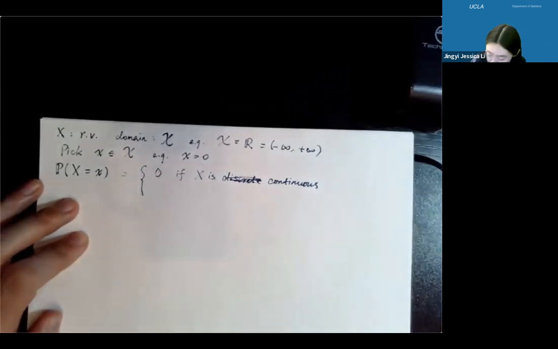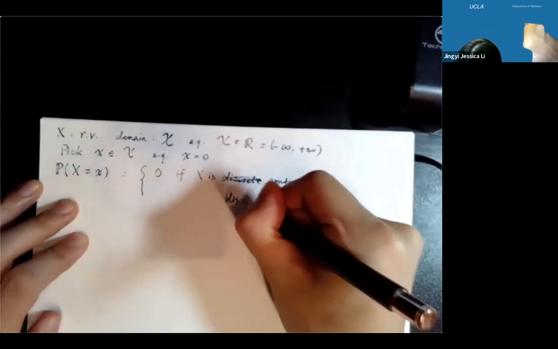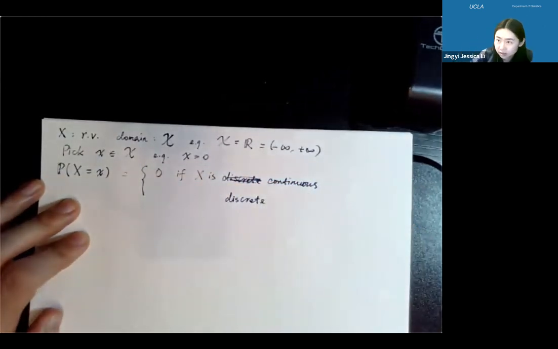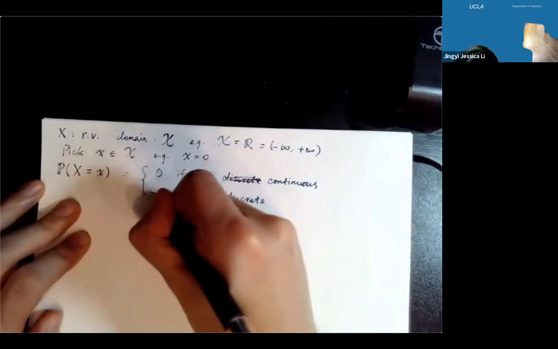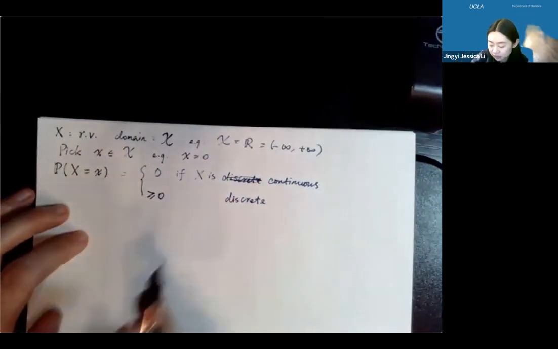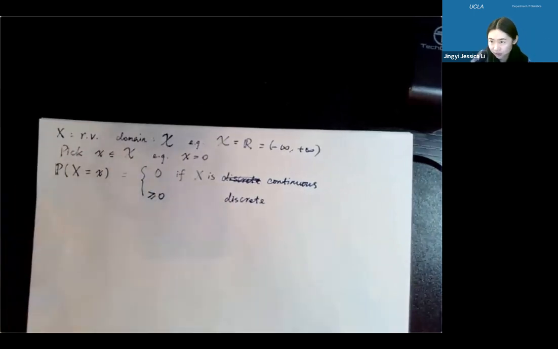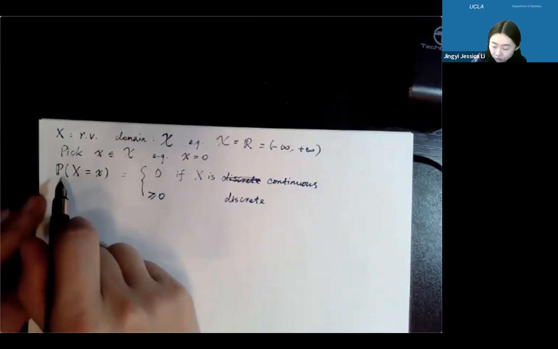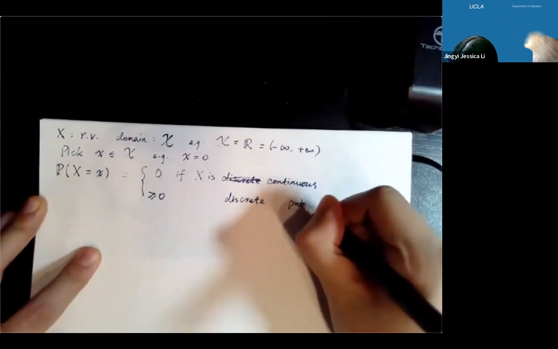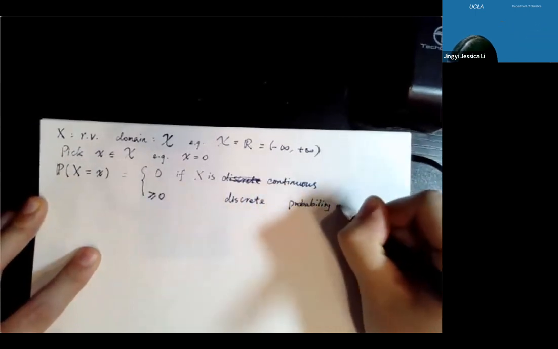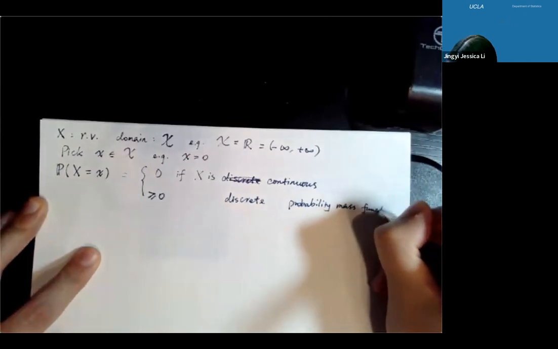But for discrete, these two things are complementary. If it's not continuous, it's discrete. If it's not discrete, it's continuous. So if it's discrete, then this value could be positive, but it still could be 0. So this X may have 0 probability, but it could actually be positive. That's special for the discrete random variable. So that's why for a discrete random variable, this definition is what we call the probability mass function. PMF is defined in this way.